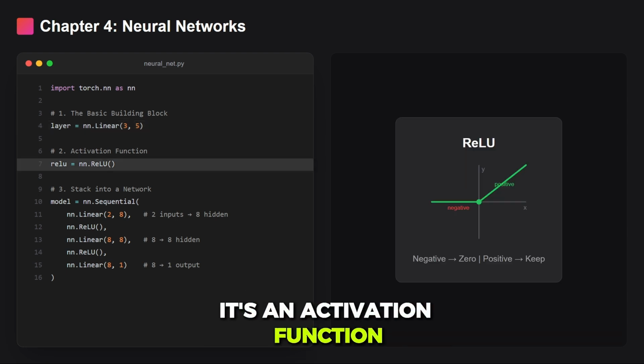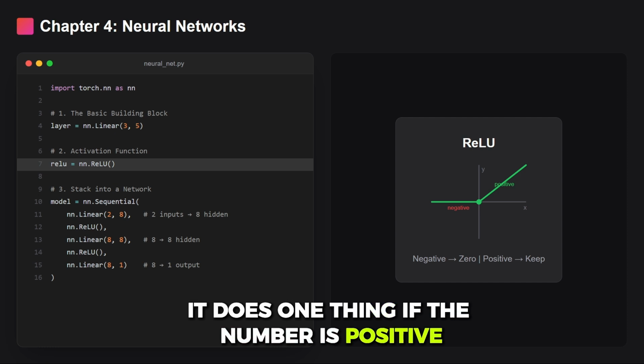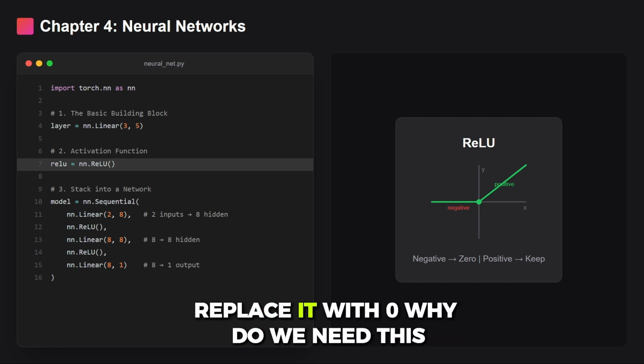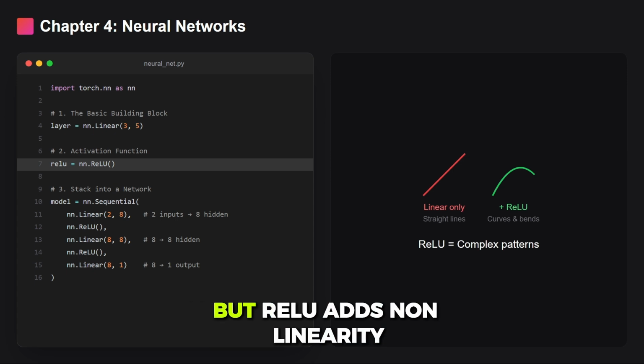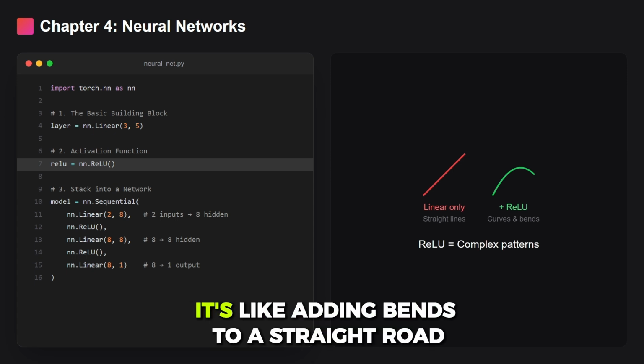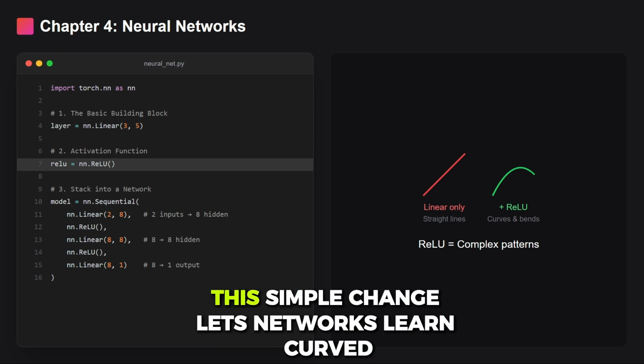It's an activation function. It does one thing. If the number is positive, keep it. If it's negative, replace it with 0. Why do we need this? Linear layers can only draw straight lines. But ReLU adds nonlinearity. It's like adding bends to a straight road. This simple change lets networks learn curved, complex patterns.